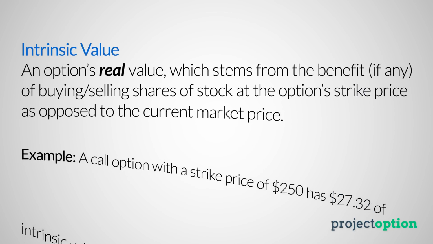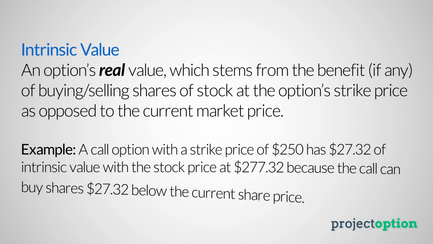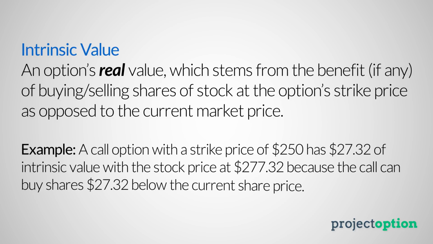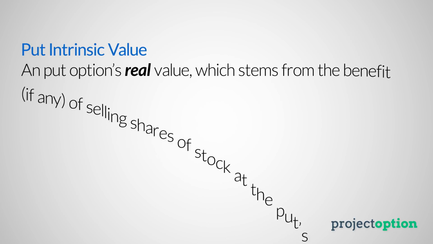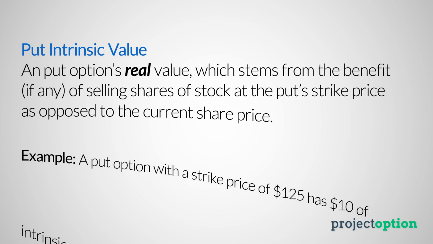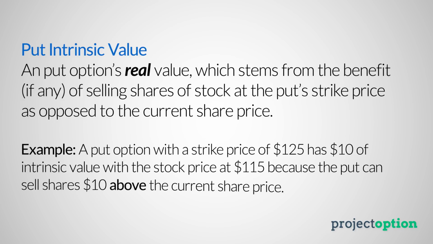Call options have intrinsic value when the stock price is above the call's strike price because there's value in being able to purchase shares at the call's strike price when the stock's current price is higher than the call's strike price. Now, on the other hand, put options have intrinsic value when the stock price is below the put strike price because there's value in being able to sell shares of stock at the put's strike price when the stock price is below or at a discount to that put's strike price.